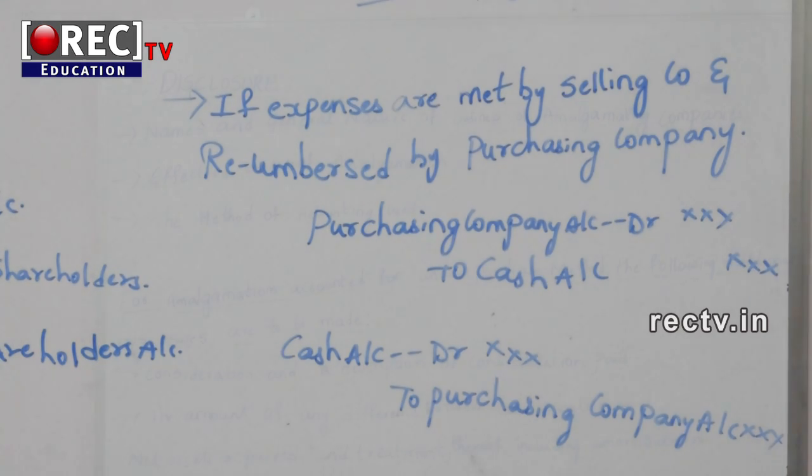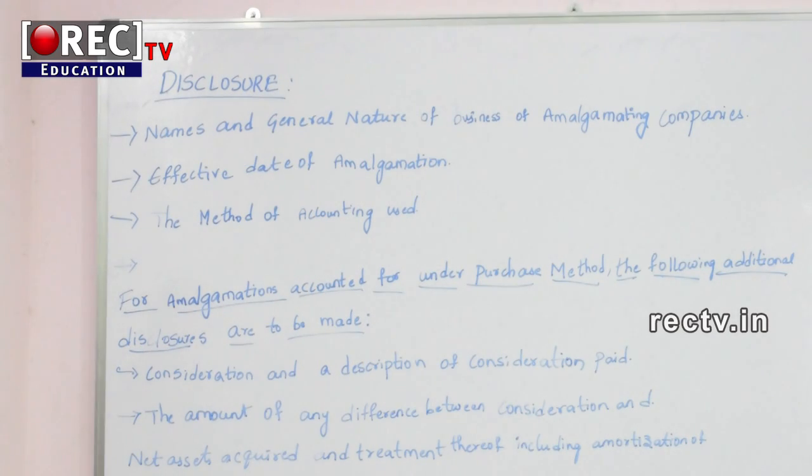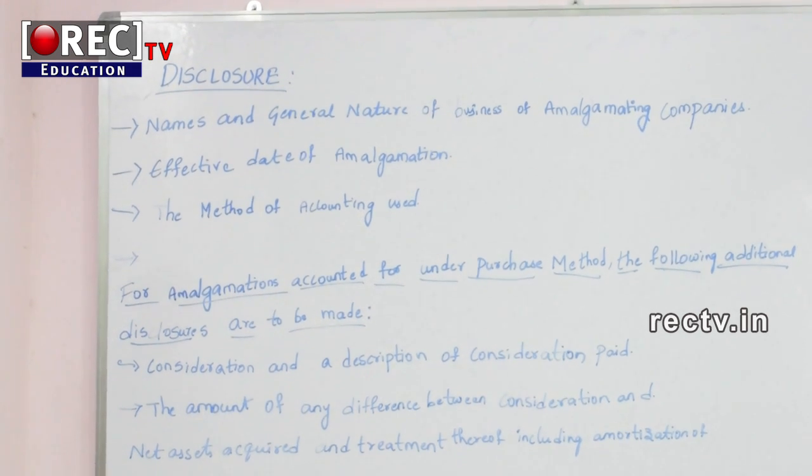Now, after reimbursement by the purchasing company, the entry will be reversed, that is, cash account debit to the purchasing company account credit. Now, let us see what disclosures are to be made in the books of the purchasing company. In the first financial statements of the newly formed resultant company, these are the disclosures which have to be compulsorily disclosed by the purchasing company. First, names and general nature of business of the amalgamating companies, the effective date of amalgamation, that is, the date on which this amalgamation has taken place, and the method of accounting used.